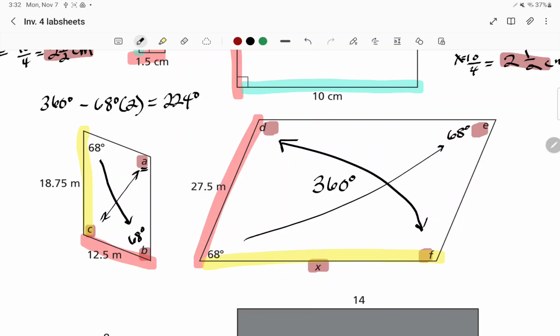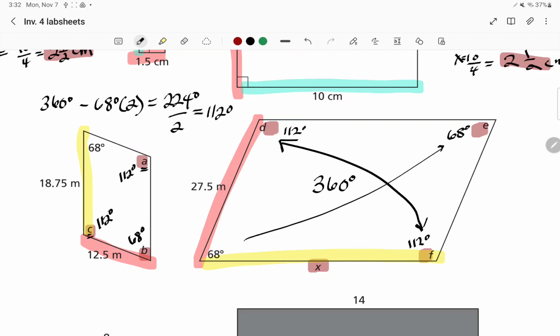So now between angles A and C, it's 224. Since we know those are equal, let's just divide that in half. That gives us 112 degrees. So we know A and C are both 112 degrees. And then we know also here, this is 112, because they are opposite each other, they have to be the same angles.